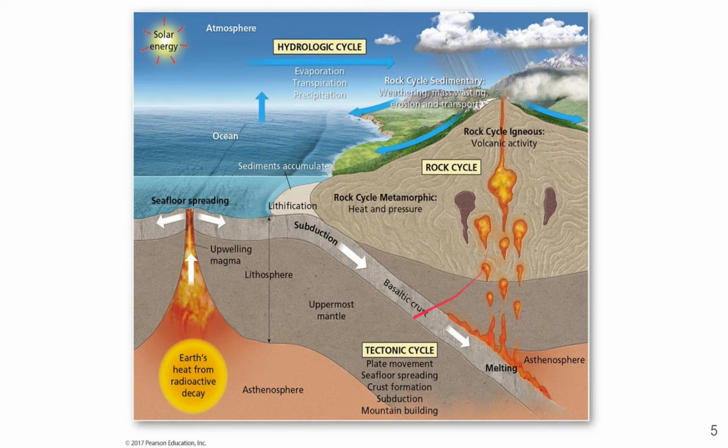So we've got the asthenosphere, the gooey caramel layer, the uppermost mantle, which is solid rock. Here we have oceanic crust, which is basaltic. When it melts, it flows very easily. Here we have uppermost mantle and continental crust. Continental crust chemically is closer to granite, and when it melts, it's very, very thick, like toothpaste or mashed potatoes.